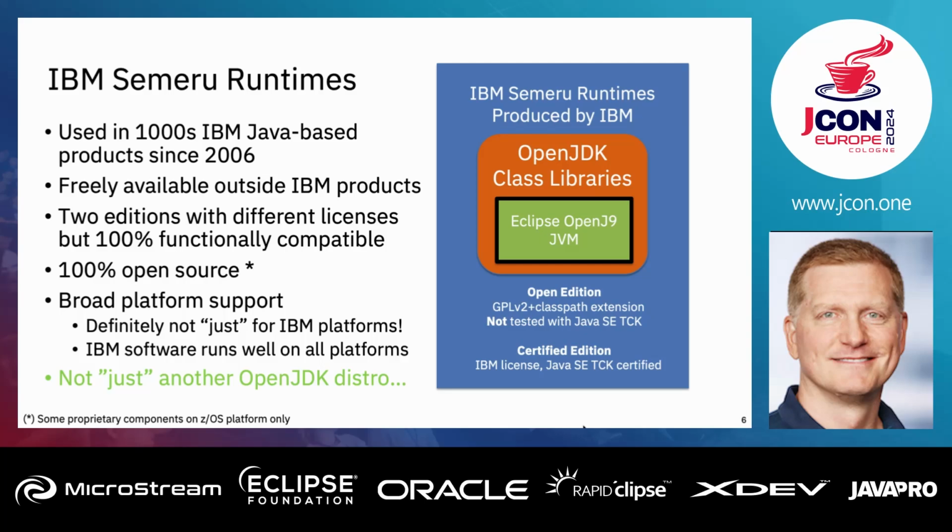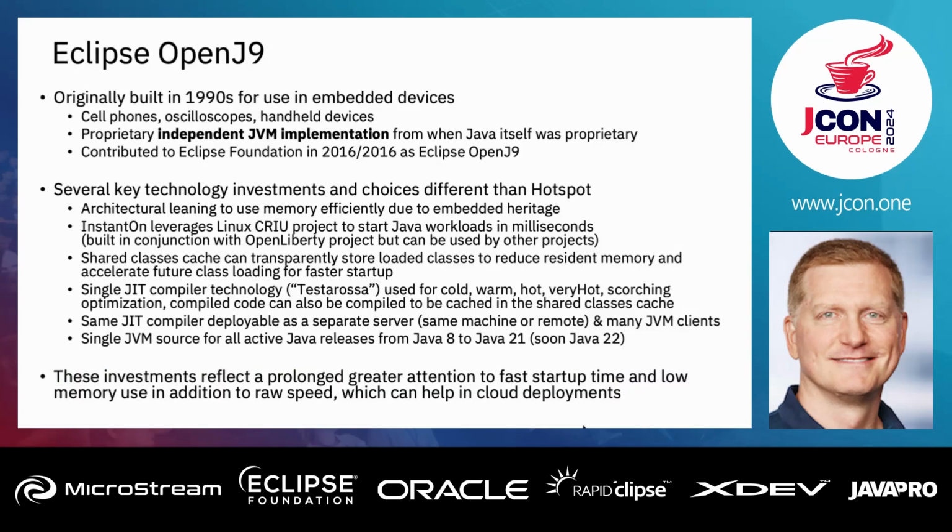And as I always also mentioned, broad platform support. And this is not just any other OpenJDK distribution. So obviously there are probably a dozen OpenJDK distributions out there. Semeru Runtimes is the only distribution that replaces the JVM with the Eclipse OpenJ9 JVM. And that gives Semeru Runtime a number of performance characteristics that differ from Hotspot. And so that makes Semeru Runtimes unique in the Java industry.